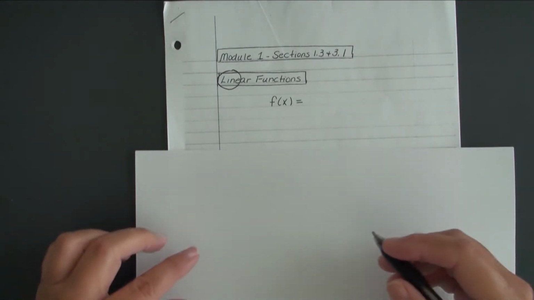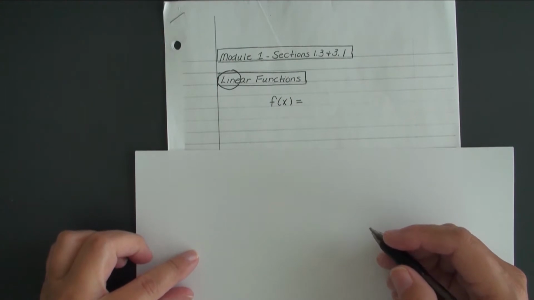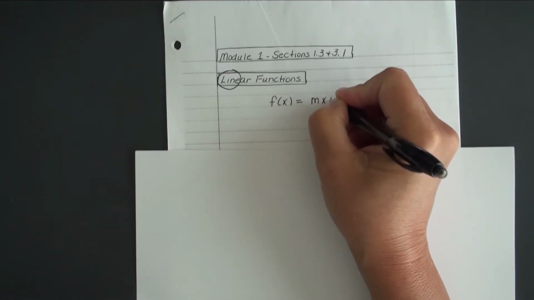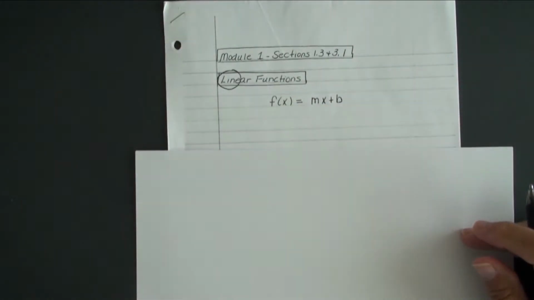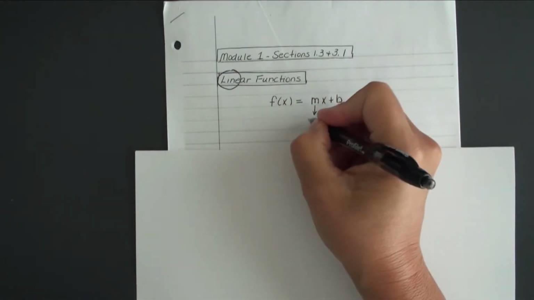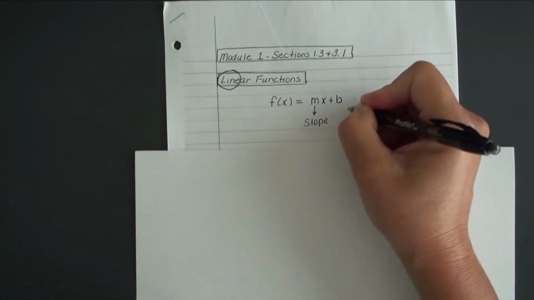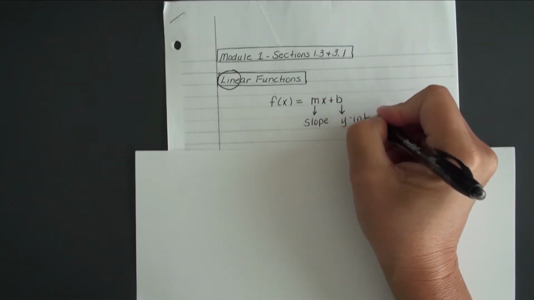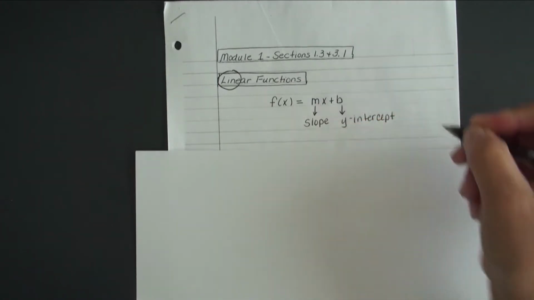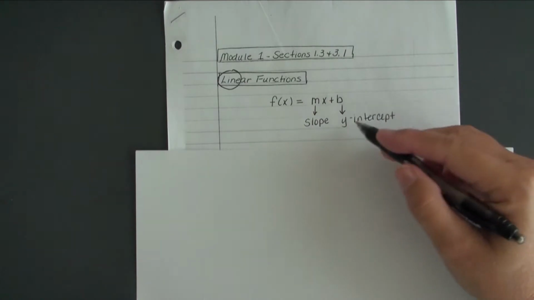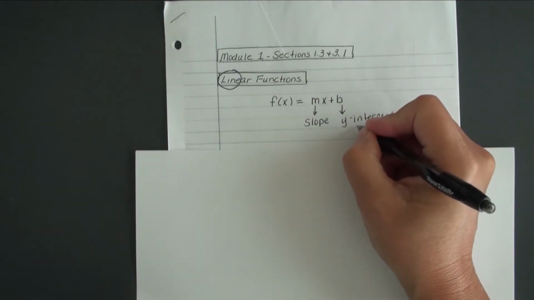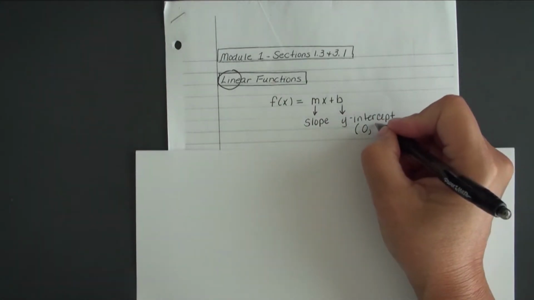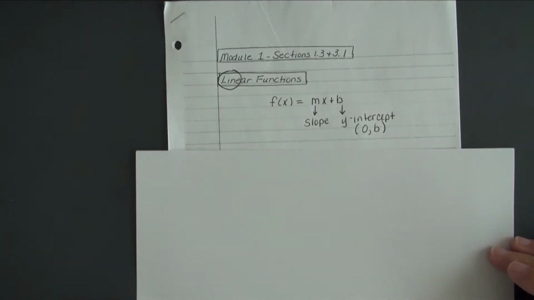If you will recall, the equation of a linear function is f of x equals mx plus b, where m stands for our slope and b stands for the y-intercept of the line on the graph. If you will remember, all y-intercepts have the form 0 for the x value, and then whatever the y-intercept is, the y value of the point.